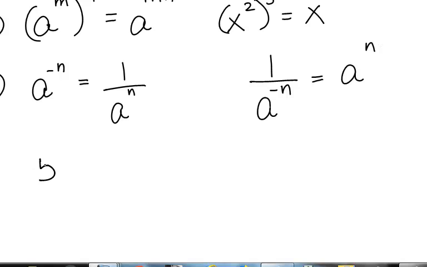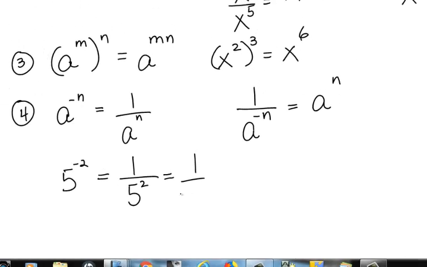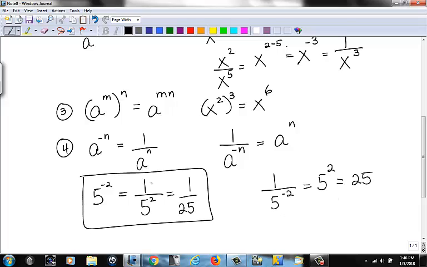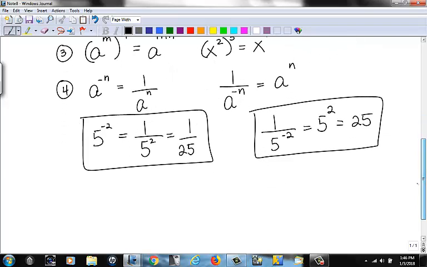So if I had 5 to the negative 2 power, that's 1 over 5 to the second, which would be 1/25. Okay, if I had 1 over 5 to the negative 2 power, to make it positive, you just move it up to the numerator, change it to a positive exponent, and that'd be 25. So these are two separate problems. Okay, a negative exponent, just move it up or down and make it positive.